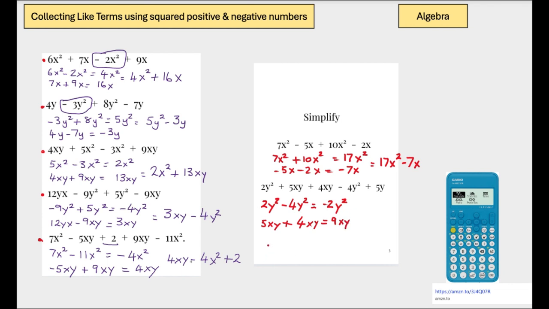And what we've got left over is just 5y. There's nothing to add to it. There's no other y's in there. It literally is just plus 5y. So the answer will be, in total, we have 9xy subtract 2y squared. Plus, because it's a plus and it's attached, 5y.